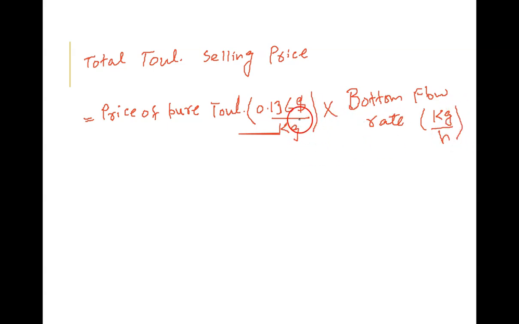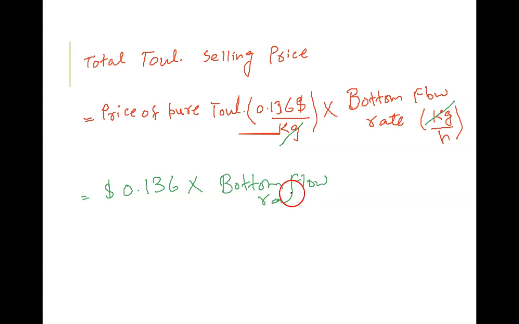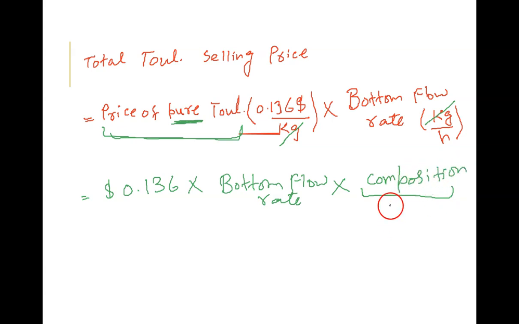Now if you compare these, these units of kg will be cancelled out with the units of the kg. So now we will have the price of the pure toluene, which is 0.136 dollar, multiplied by my bottom flow rate, whatever it is. Now keep in mind that this price of the toluene is for a pure component. If I don't have the 100% composition of the toluene, I will just multiply this by the composition of toluene in my system.